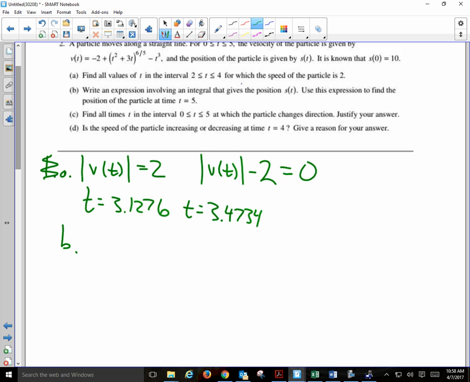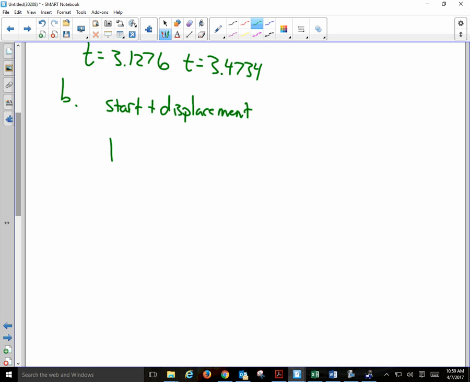Write an expression involving an integral that gives the position s of t. Well, position is equal to the start plus displacement. Where does it start? It starts at 10, and then we add the displacement. But we don't know when the displacement is ending, so I put an x here. I put v of t here, dt. Okay. Now I think that the actual answer key has a t here and an x here. Is that right?